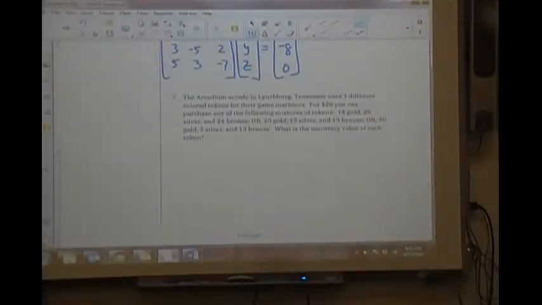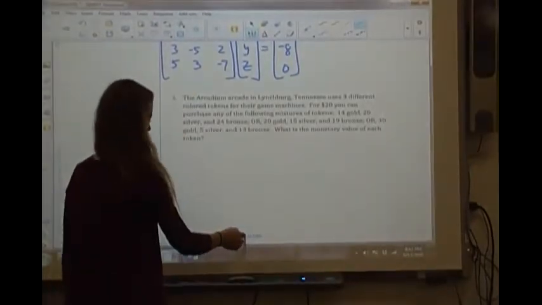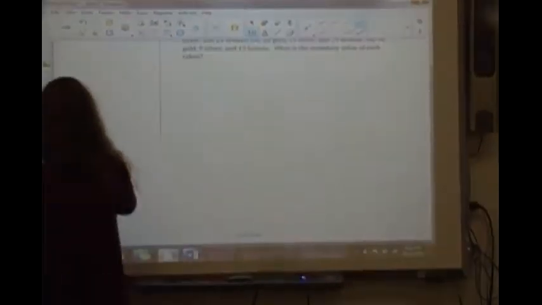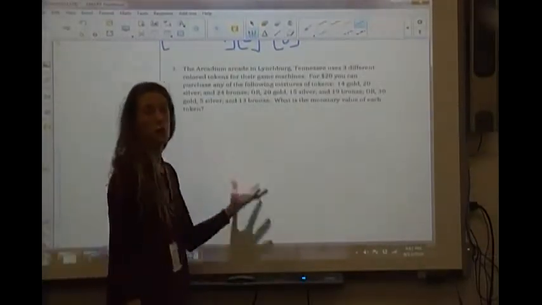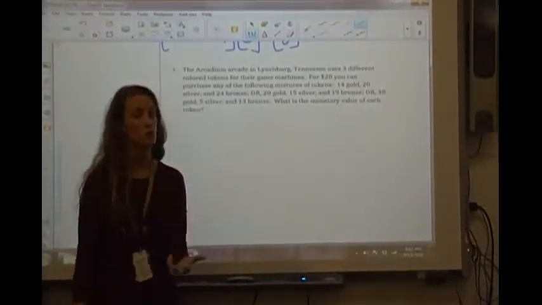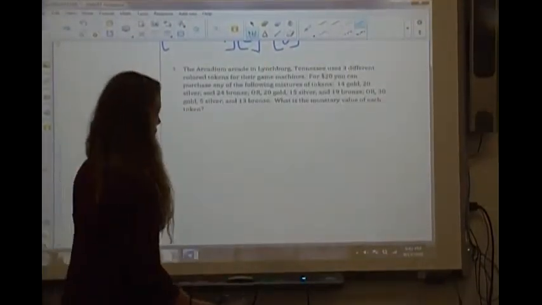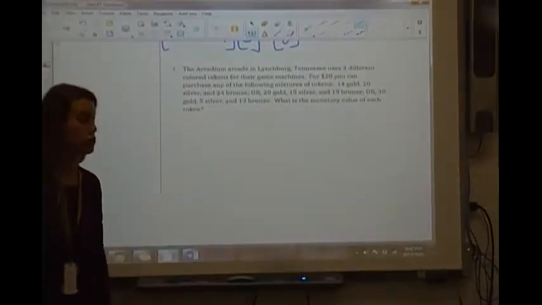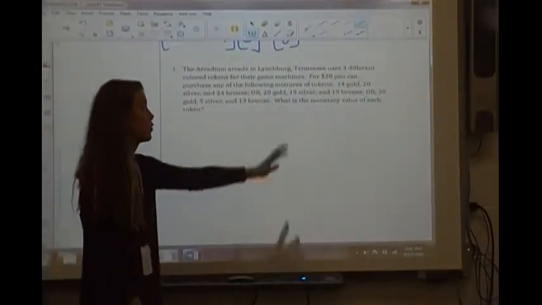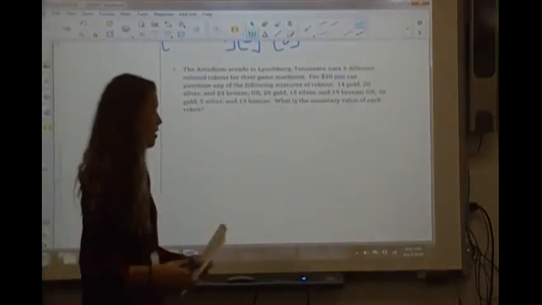All right, and so now we're going to talk about using these word problems for 3 variable systems. So I know that this is blurry, I know this is hard to read from the video, but you do have this in front of you at this point. So just follow along. We have this Arcadium in Lynchburg, Tennessee that uses 3 different colored tokens for their game machines. For $20, you can buy any of the following mixtures. So there's 3 different combinations, all for $20.